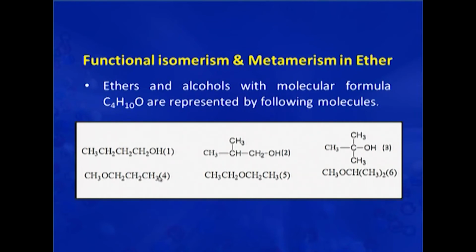But if you look at the structure of compound 4, 5 and 6, you will see that they differ only in the distribution of carbon along the oxygen. Here in this case, 3 carbons are on one side of oxygen and only 1 carbon is on the other side. In this case, you can see on both sides of oxygen we have 2 carbons each, and here again, even though we have 3 carbons on this side, the substitution of this methoxy group is at position 2. So, the relation between compounds 4, 5 and 6 is that they are metamers.